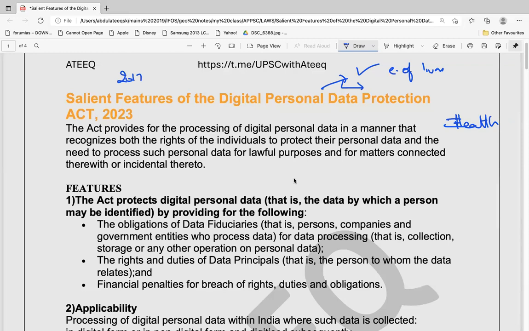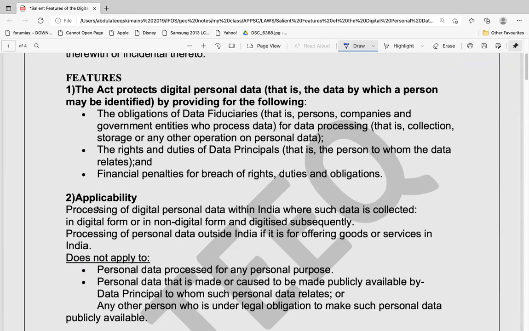Let's see the provisions. Before getting into the Act, we need to know where it is applicable. This Act is applicable on digital data when it is processed in India, even if it is utilized outside India but those products are sold within India, even then the Act will be applicable. Even if the data is taken in offline form, if it is later digitalized, then also it is applicable. So in these three cases, it is applicable.